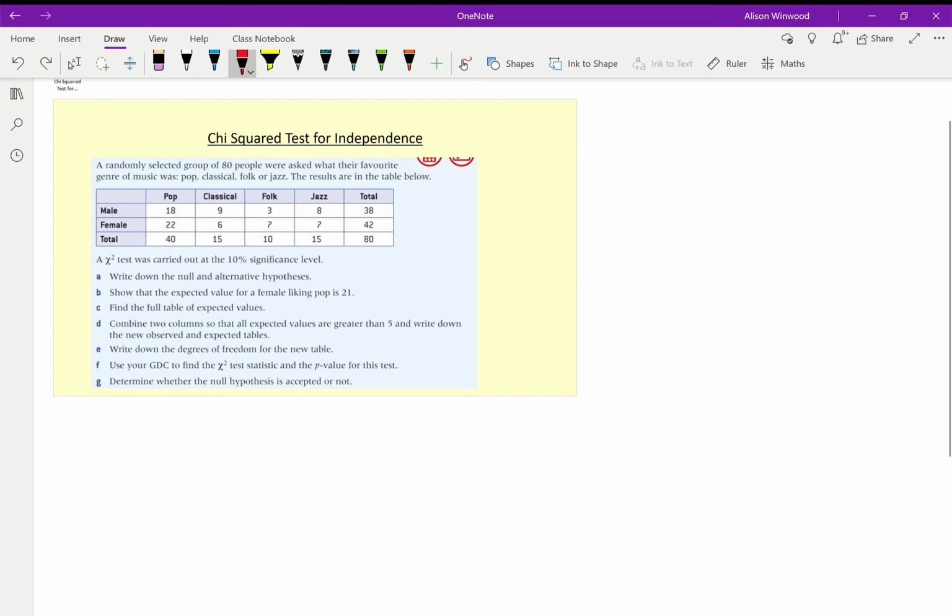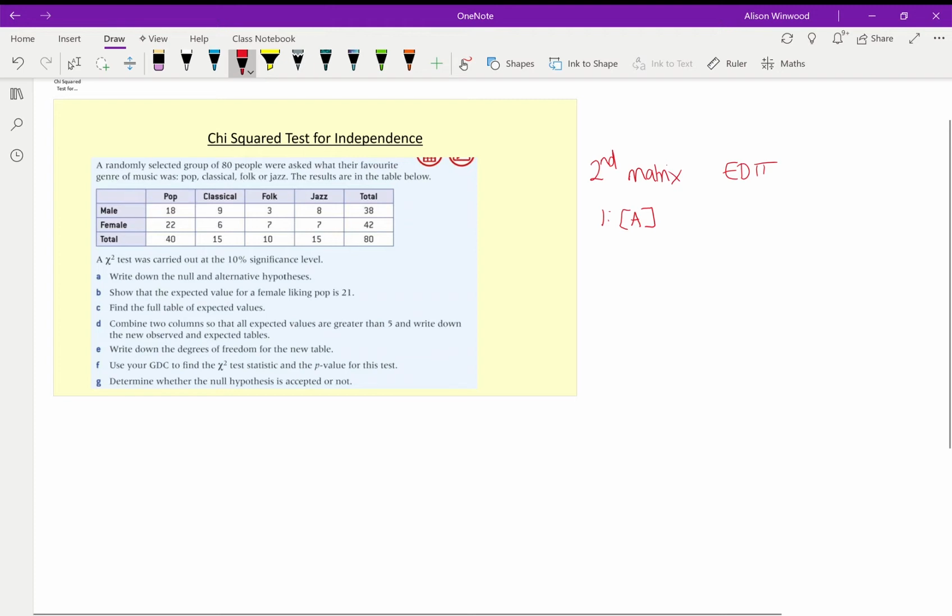For a chi-squared test for independence, we need to be able to input the data into a matrix. So on the calculator, that's second matrix, and then choose Edit. And we'll be using matrix A. And we can choose what size of matrix.